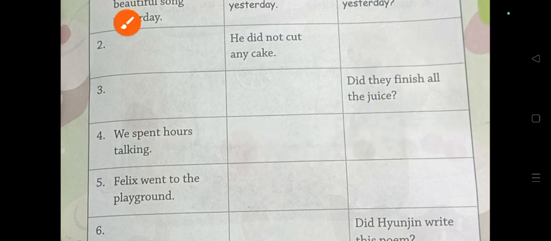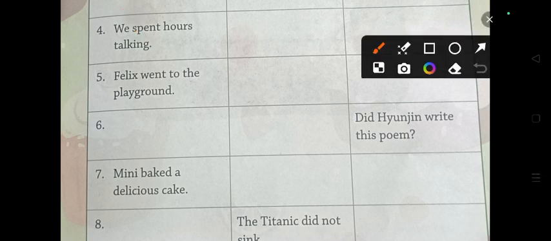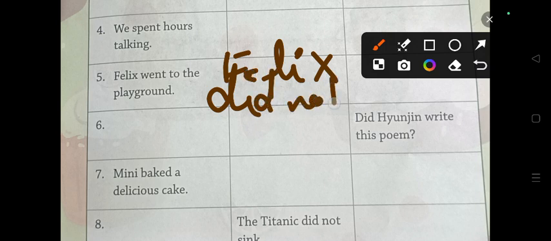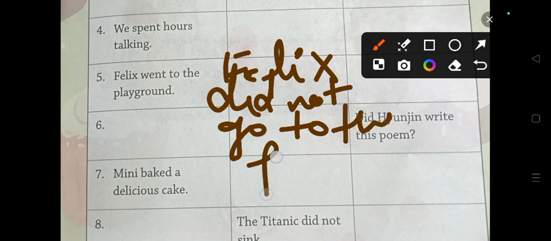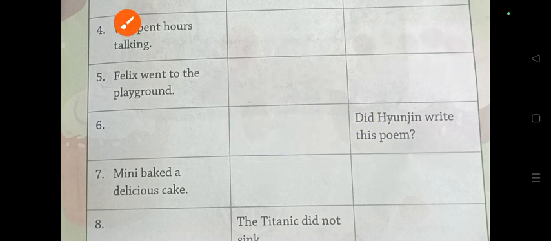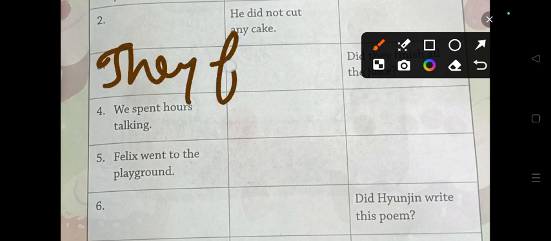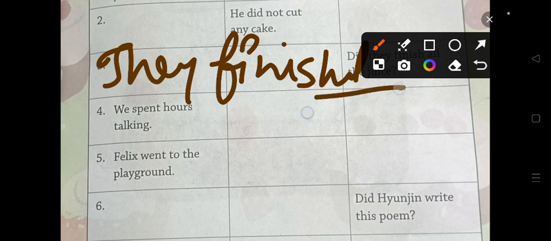So next one is Felix went to the playground. So when you are making negative, Felix did not go to the playground. And let me revise this one again. They finished all the juice. Make sure you have written ed. If anyhow I have forgotten to apply it, so please make the correction.